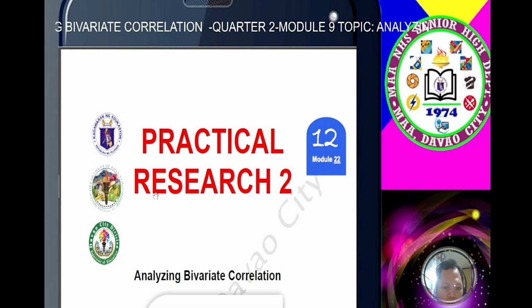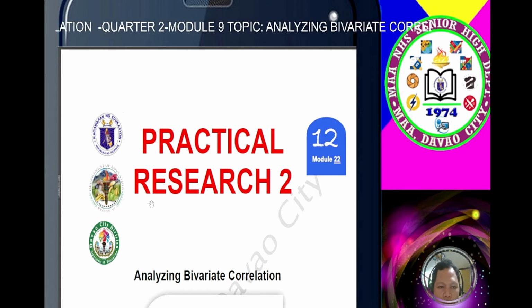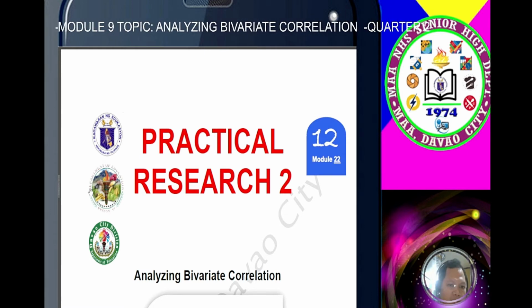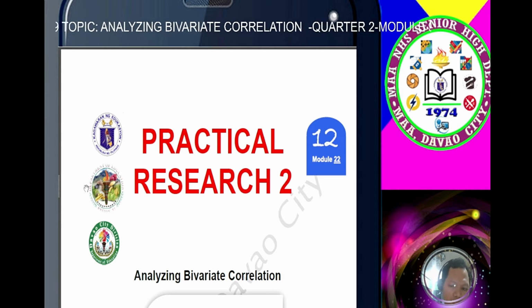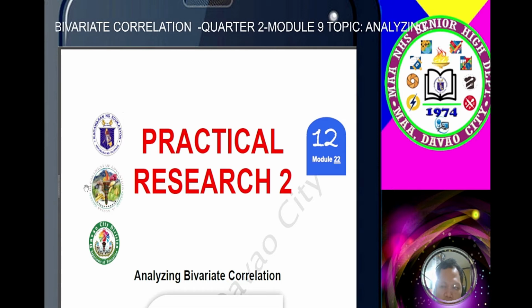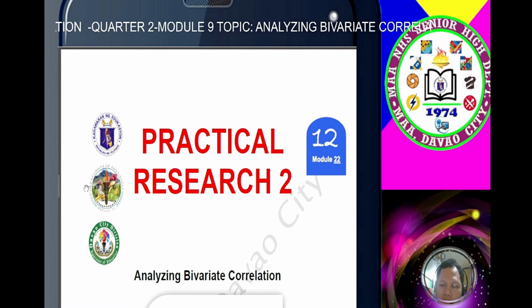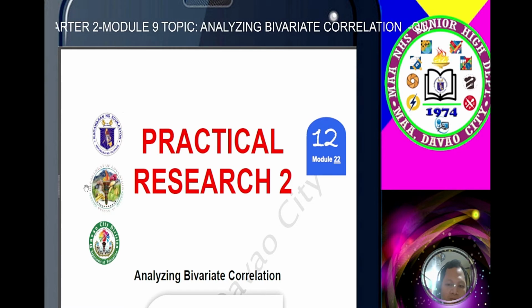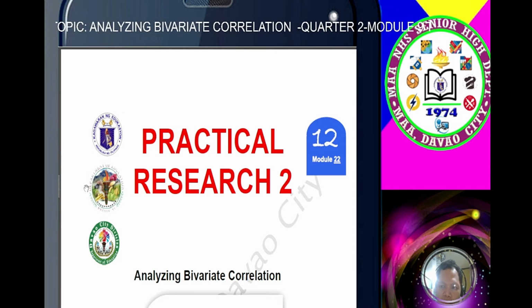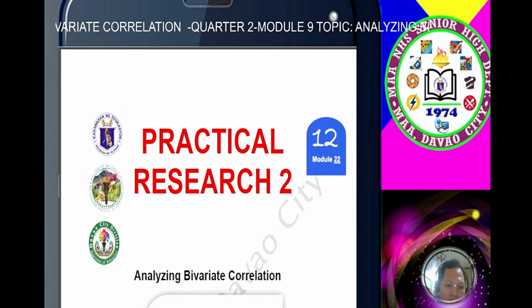So we are now in our ninth module in our second quarter. This is about analyzing bivariate correlation. After we made our methodology, we gathered the data. So we are now ready to analyze the data that we collected through surveys. We have different ways to analyze data as presented in module 7. So we'll begin with the correlation, or the test of relationship between your variables.